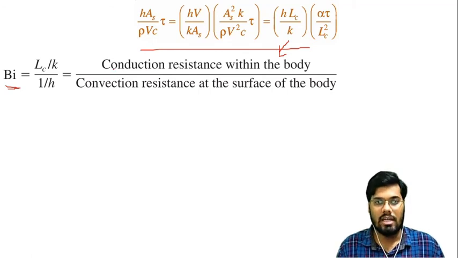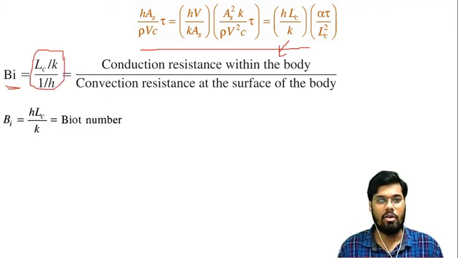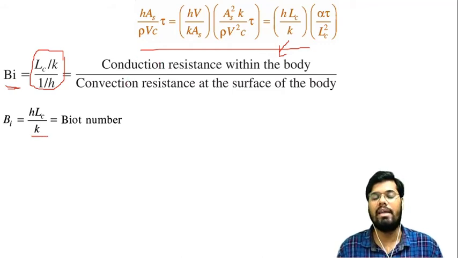Now we know that the conduction resistance is L by KA and the convection resistance is 1 upon hA. So the Biot number would be h LC by K, because the conduction resistance is L by KA and the convection resistance is 1 upon hA. So the Biot number would be h LC by K.